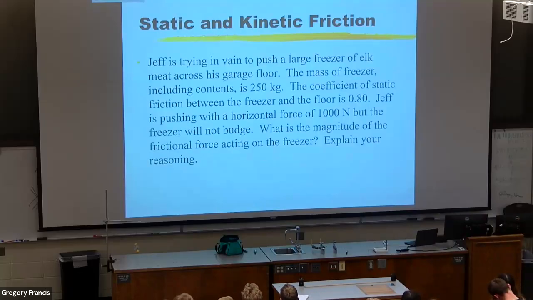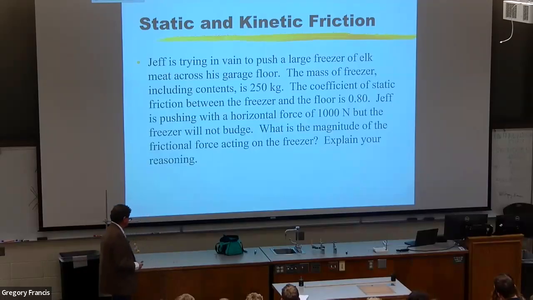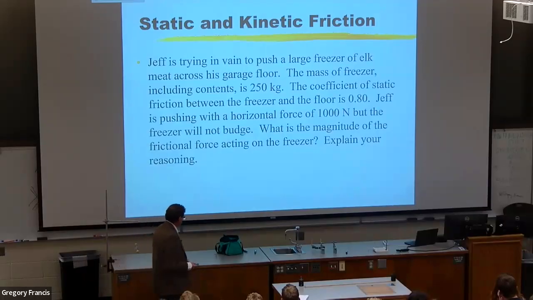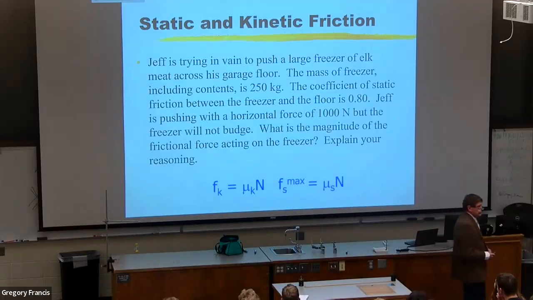Here's another problem that we've seen before. Jeff is trying in vain to push a large freezer of elk meat. This is a Montana problem. A large freezer of elk meat across his garage floor. The mass of the freezer, including contents, is 250 kilograms. Coefficient of static friction between the freezer and the floor is 0.8. Jeff is pushing with a horizontal force of 1,000 newtons, but the freezer will not budge. What is the magnitude of the frictional force acting on the freezer? And you're given these formulas. They will be on the front page of your exam. Tell your neighbor what the answer is.